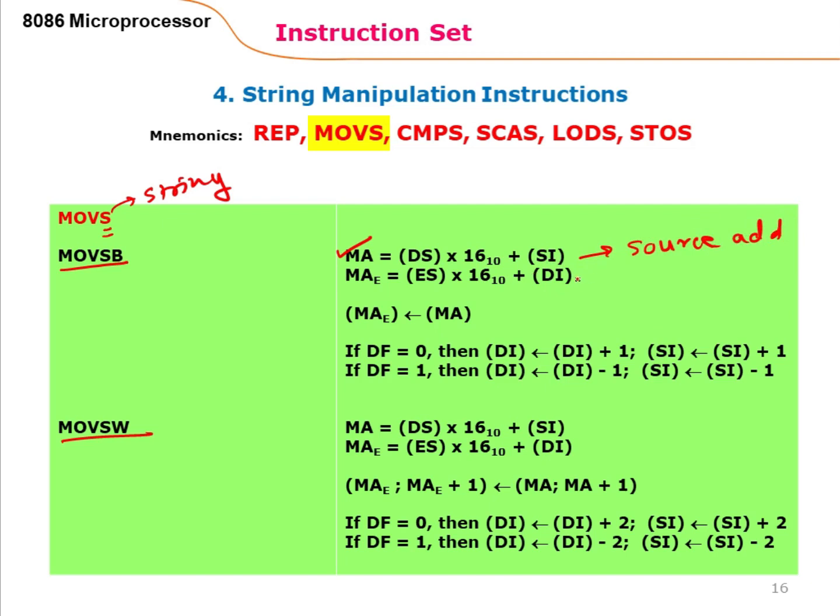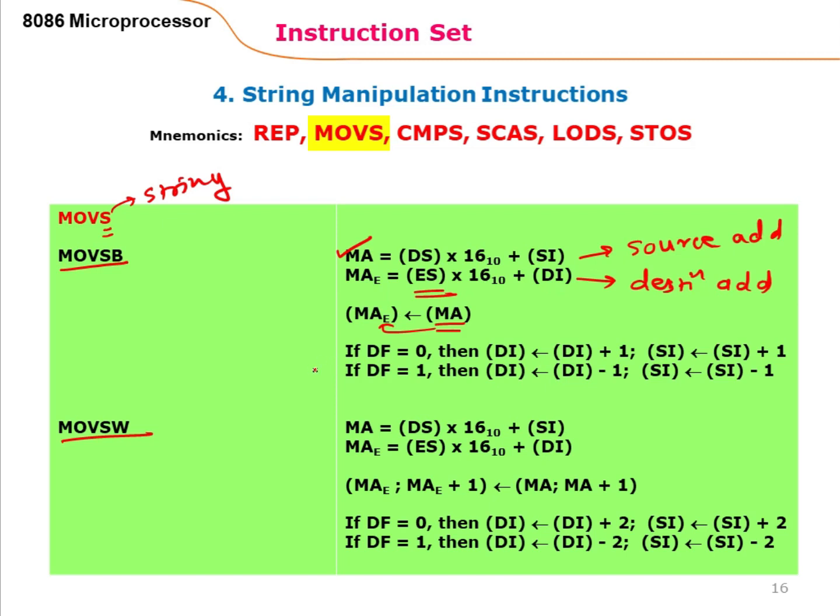and the destination address is calculated by multiplying the extra segment register by 16 and adding the destination index value to it. So the contents of the source memory address are moved to the contents of the destination memory address. The source memory location contents are transferred to the extra segment memory location address here.